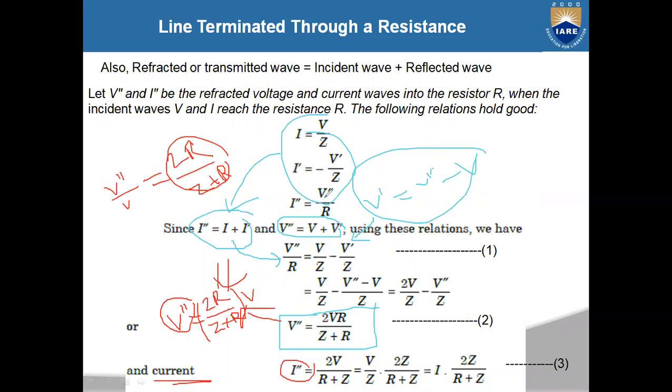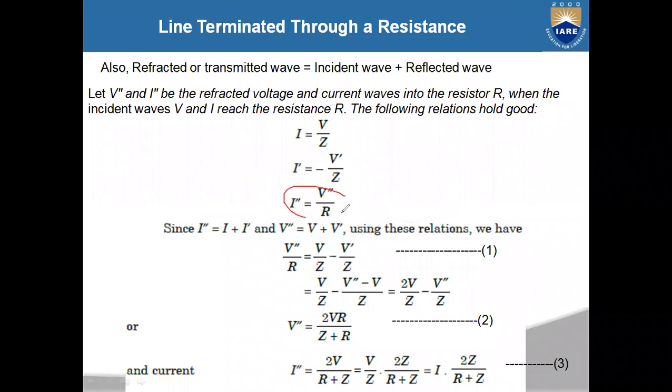So how will you get it? From this equation, I double dash will be equal to V double dash by R, and this V double dash will be equal to this value. In place of V double dash, you substitute 2VR by Z plus R, so that this R and this R will get cancelled. Finally, you will get 2V by Z plus R.